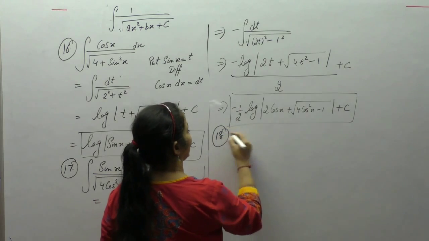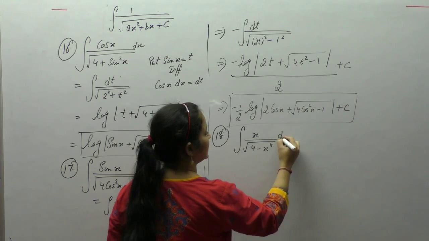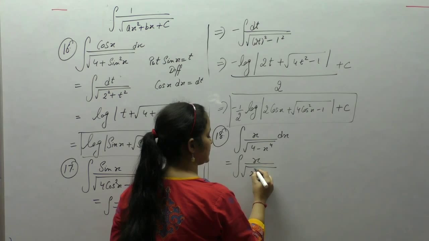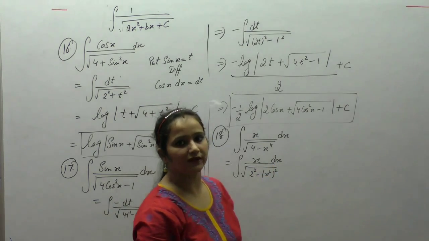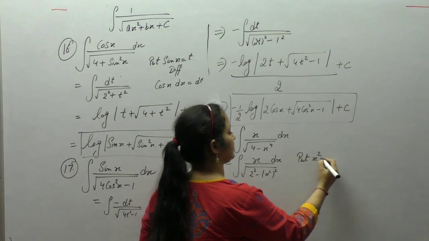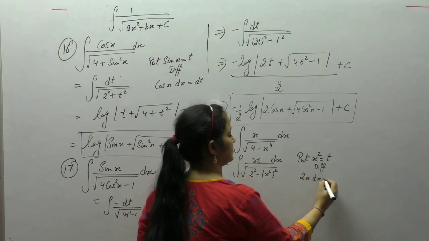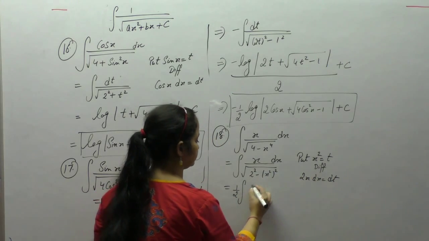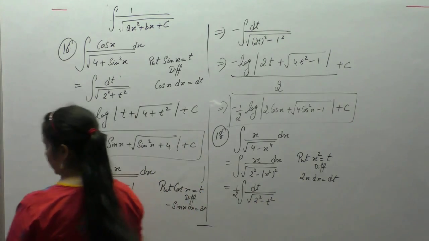Next is integral of x upon square root of 4 minus x^4. Write x^4 as (x square) whole square, and 4 as 2 square. Now put x square as t because we have the derivative of x square in the numerator. Derivative of x square is 2x dx, so x dx is dt upon 2, over square root of 2 square minus t square.